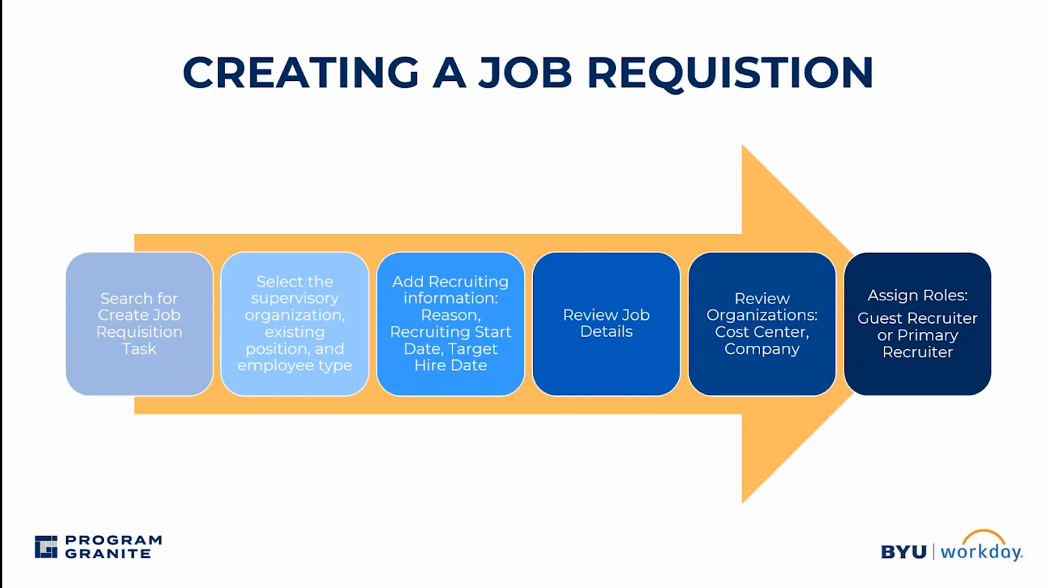We're going to add recruiting information, a recruiting start date, a target hire date. We're going to review all of those job details that come over, review our organizations, and then we're going to assign a role. So we're going to walk through all of this. The big one I want to call out is we're going to assign a role on the job rec for the guest recruiter or the primary recruiter. That's going to be the person linked to this job rec who helps manage it. For today, we're going to assign ourselves, but if a manager is creating a job rec, they can assign their ops specialist. They have visibility into this job rec, to the candidates, and everything like that.